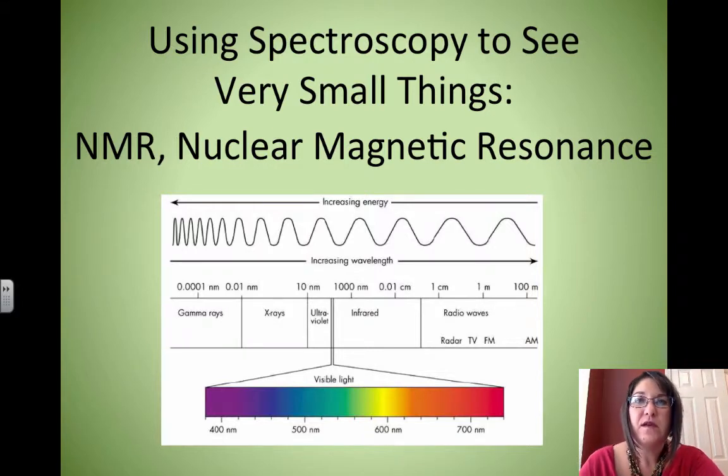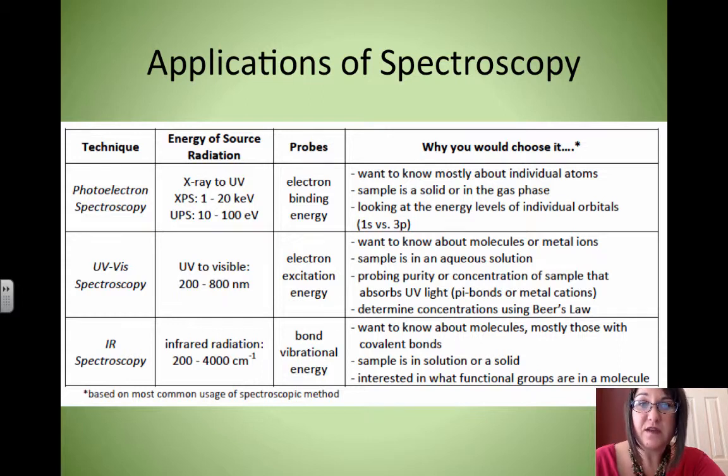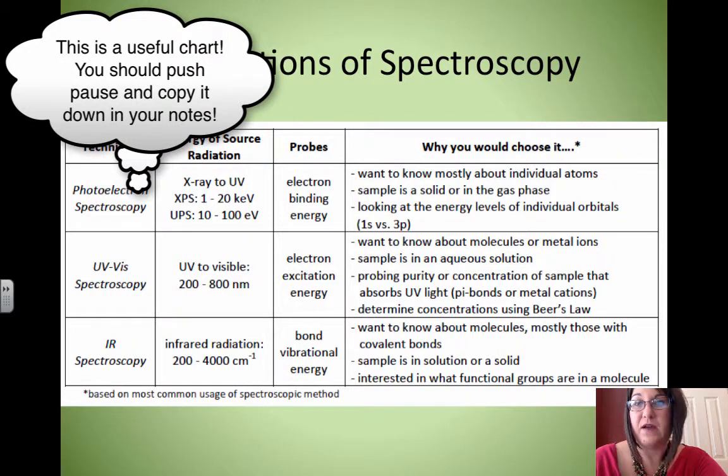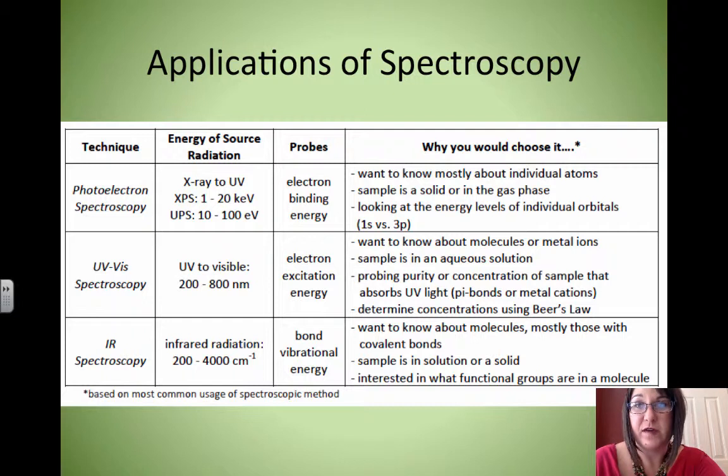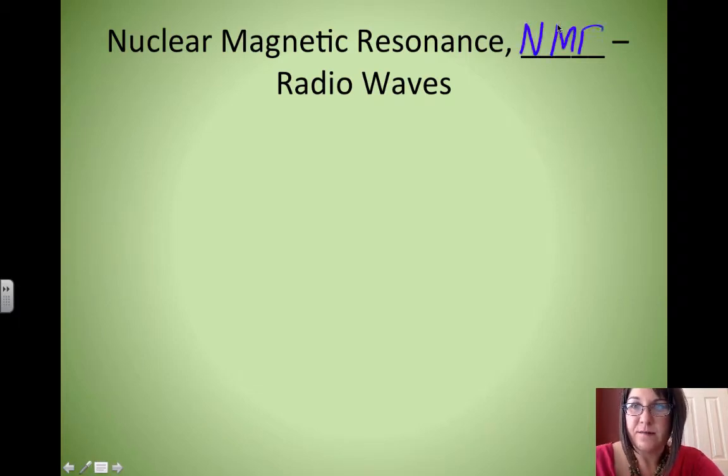That is, when we get to use light to see very small things. In this podcast, we'll focus on nuclear magnetic resonance, also known as NMR. And in AP Chemistry, you have to know about the three other types of spectroscopy: PES, UV-Vis, and IR. But nuclear magnetic resonance is also very useful, and you'll get to learn more about that in organic chemistry. So I'll give you just a quick introduction today, understanding that there's lots more details about NMR that you'll get to later on in your studies.